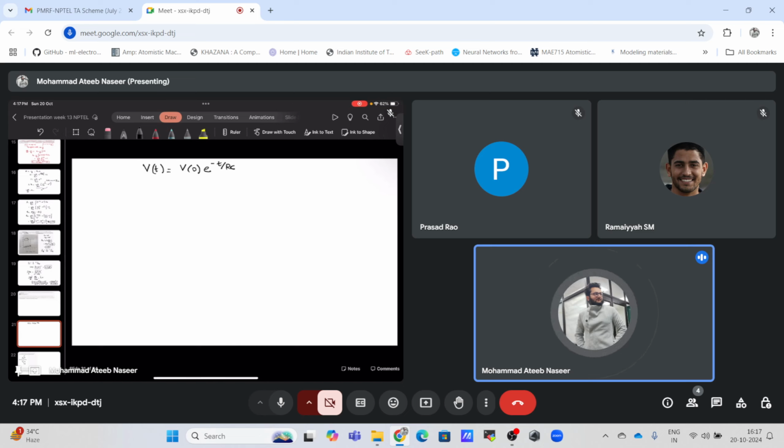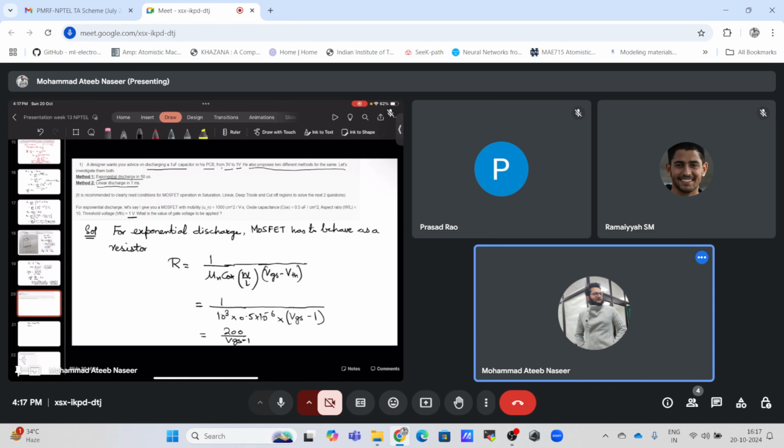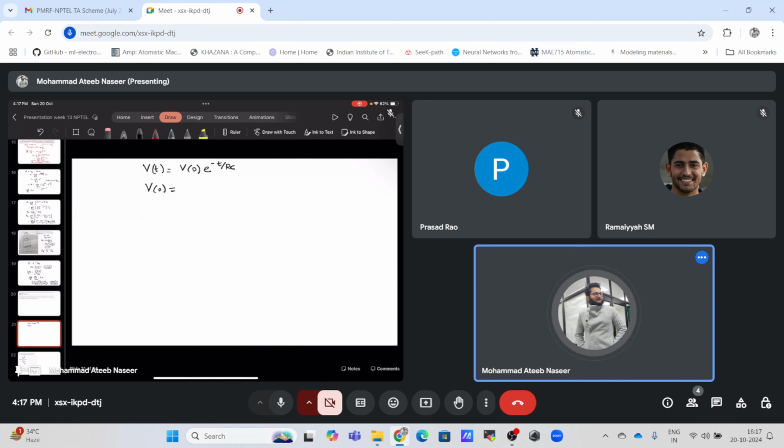This is a simple equation that you have derived. This is V0. Now V of 0 according to this problem is 3, and V of t at some t1 is 1. So V of 0 is 3 volts and V of some t1 is 1 volt, because we are having this exponential discharge.